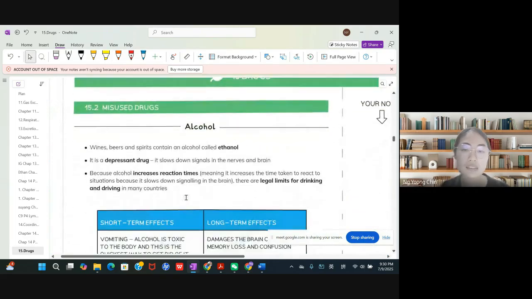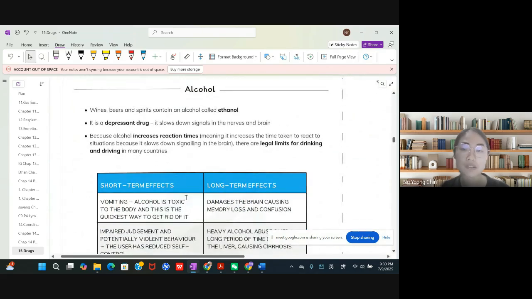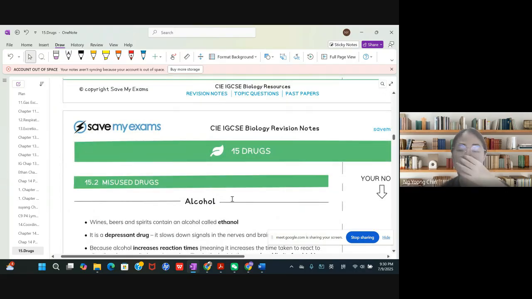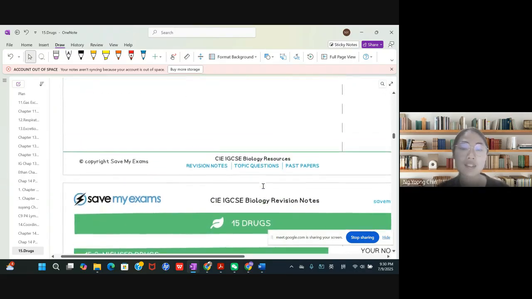So that's why now the doctors are reducing the prescription of antibiotics. Instead of using antibiotics, they are replacing them with probiotics, 益生菌.